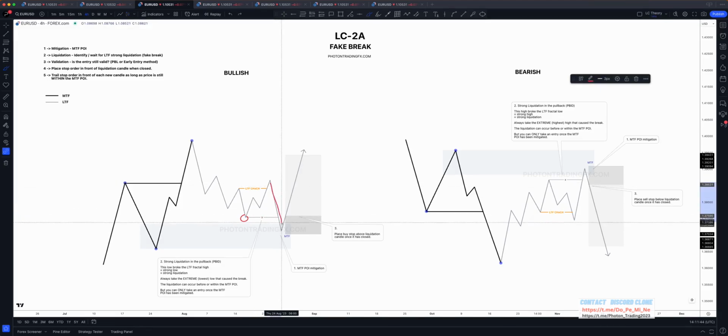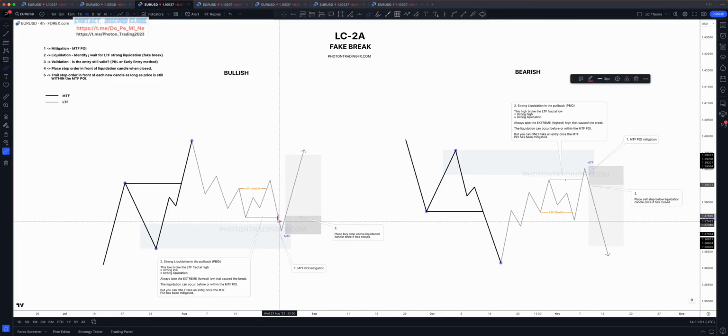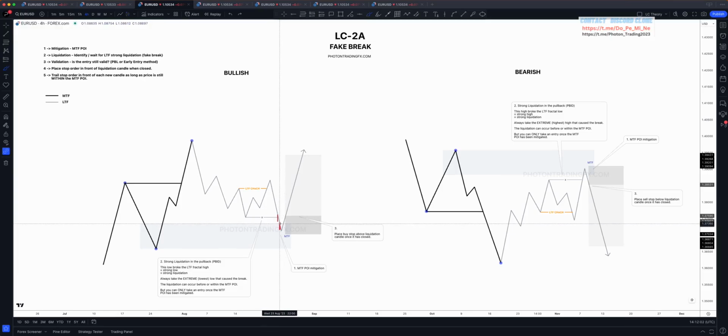Once we get that liquidation, assuming we have the POI mitigation, we then wait for the candle to close. Obviously, we'll get candles that come down. Once we have that liquidation candle in our POI, we then place our buy stop above it. There are a few technical details on exactly how we do that, and I'll cover that in the next lesson when we go on the charts.